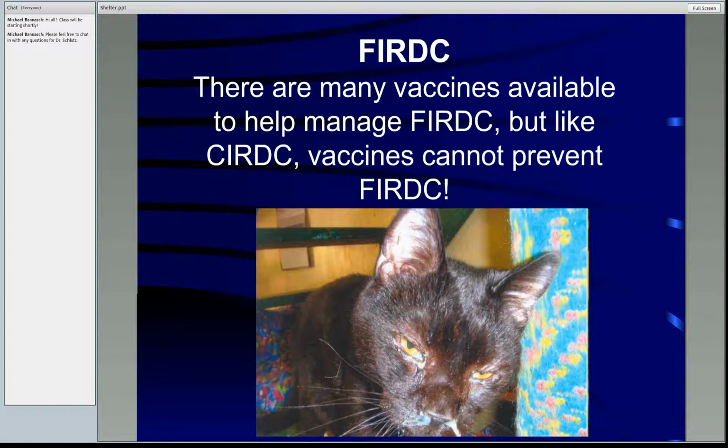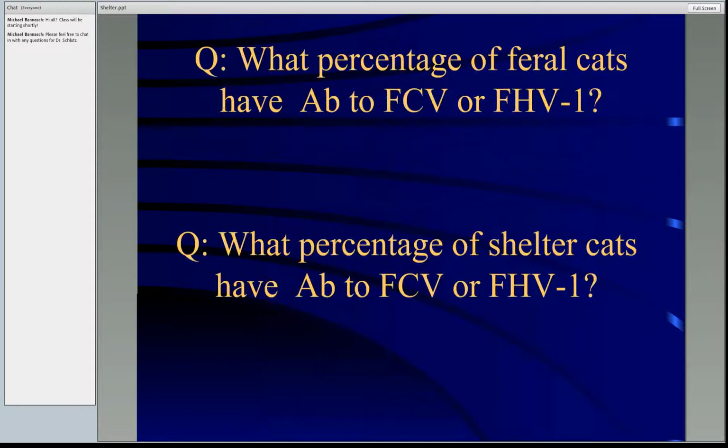So there are many vaccines available to help manage feline infectious respiratory disease complex. The two most important are the calici and the herpes, so the FCV, feline calicivirus, and the feline herpesvirus. Ironically, these viruses are so widely spread among cats within an environment. When we looked at feral cats, 90% of them were already infected.